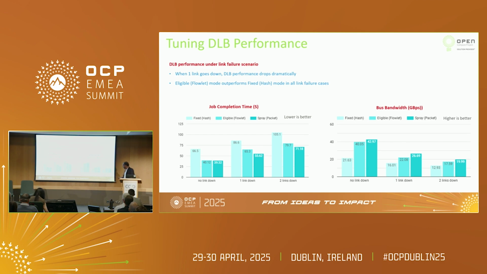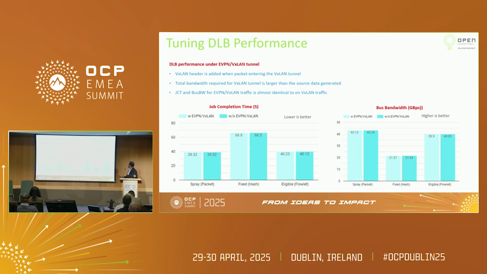Link failure. Link failure does introduce a significant drop in performance. We simulated one link down and two links down, and we see that the performance goes down significantly with one link and then progressively goes down with two link failures as well. The Flowlet mode tends to perform better than hashing in all failure situations.